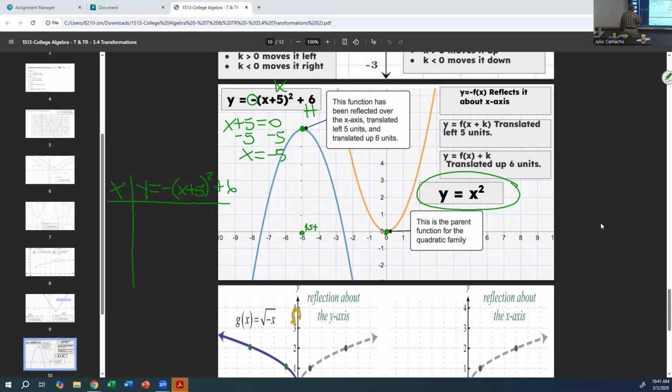-7. So I will put -7. y is equal to negative, and then you have -7 plus 5 squared plus 6. -7 plus 5 is what? -2. -2 squared is 4. 4 plus 6, 10. Very good.